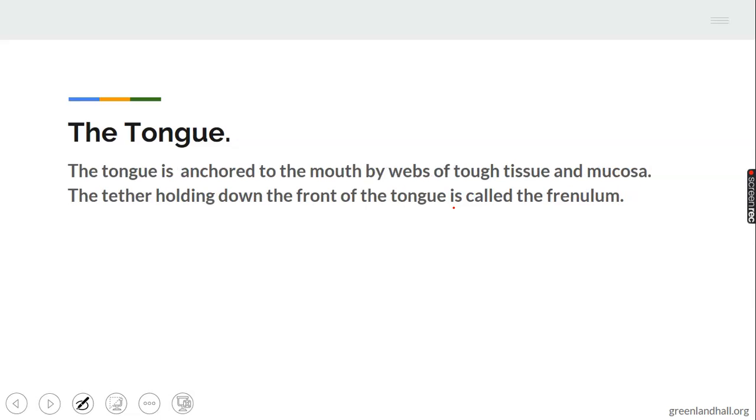Now, let's see. The tongue is anchored to the mouth by webs of tough tissue and mucosa. The tether holding down the front of the tongue is called the frenulum. If you check under your tongue, you see the frenulum there. It holds the front of your tongue down.